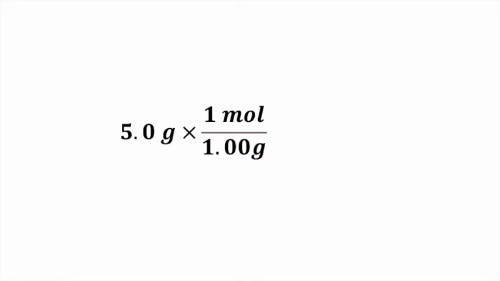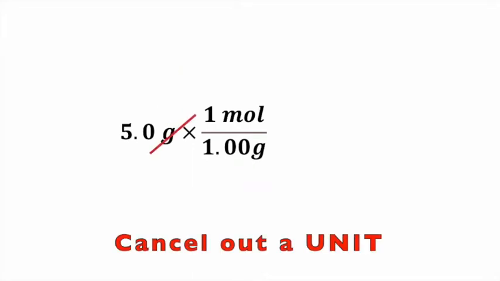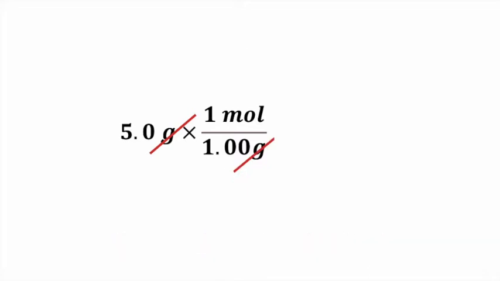Now, we're going to go through this step by step in just a moment, but the one thing I want you to notice here is that we are canceling out a unit. We're canceling out grams in both the numerator and the denominator, so that what we are left with is another unit. It's a unit we have just converted to. Now, this unit is called moles, and you're going to be seeing these in future lessons.